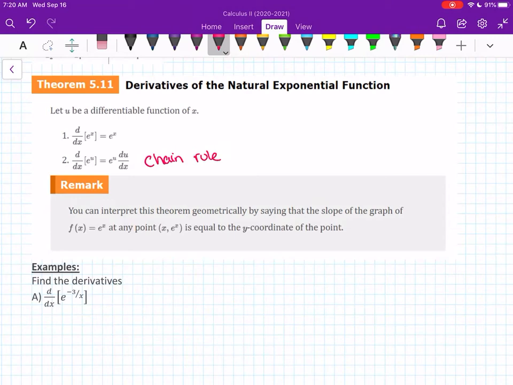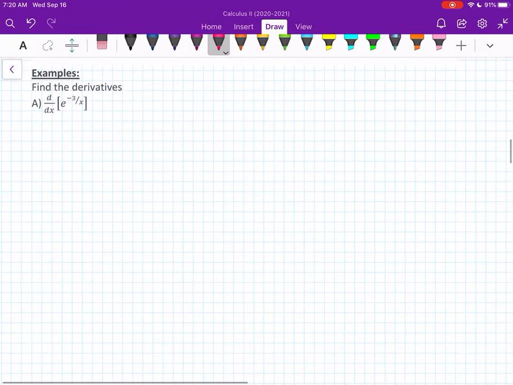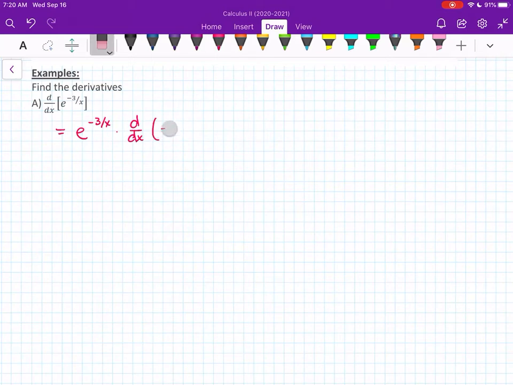All right, let's do some examples. First example, let's find the derivative of e to the negative 3 over x. Using that second rule, this is e to the negative 3 over x times the derivative of negative 3 over x, which we can rewrite as negative 3 times x to the negative 1.